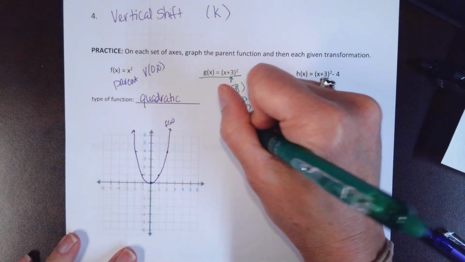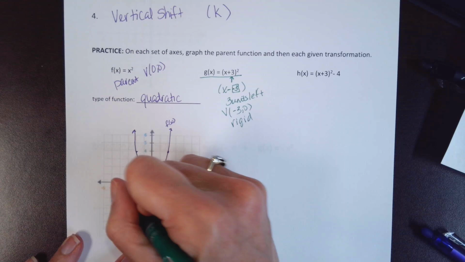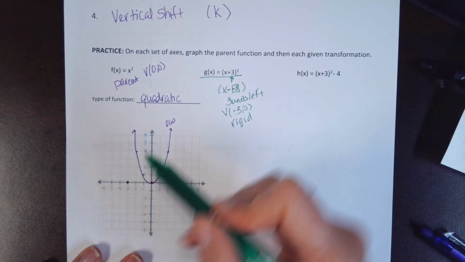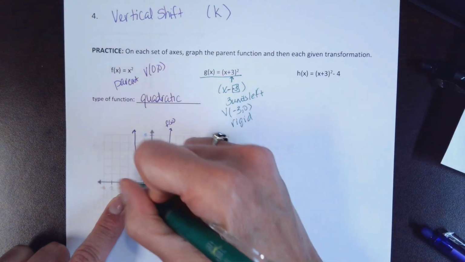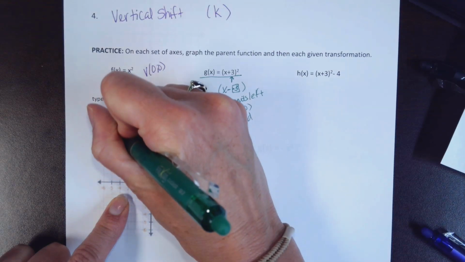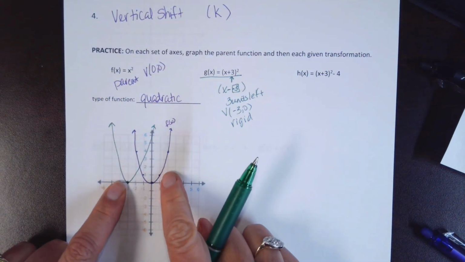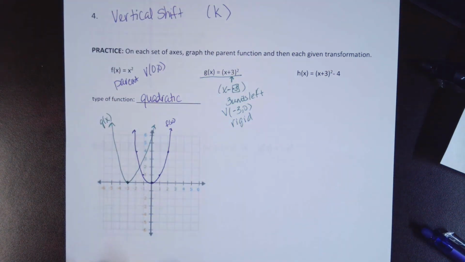This is a rigid transformation, so I want to strive to make sure that I keep my parabola exactly the same, just shifted over. I'm not going to measure out points here, but I'm going to do my best to mirror and have the same size opening for g of x. Okay?